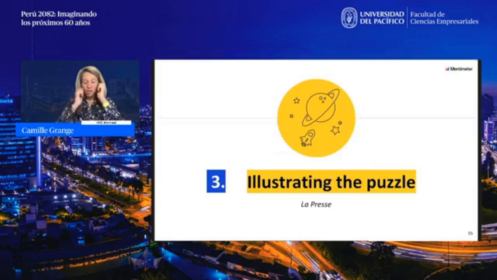So let's put the tool into practice. And for that, I'd like to discuss the case of La Presse. La Presse is a francophone daily newspaper that was founded in Montreal in 1884.